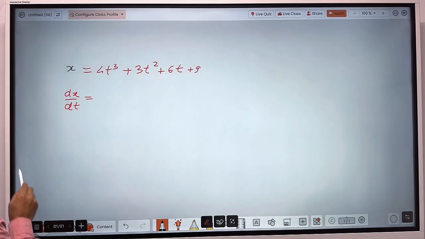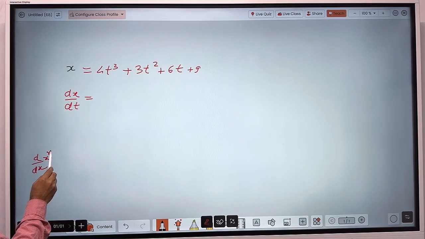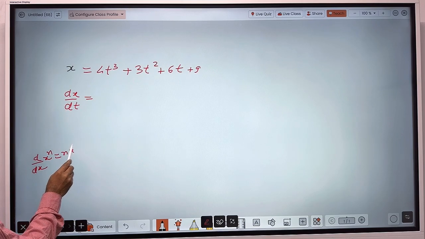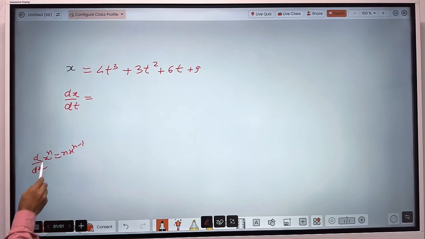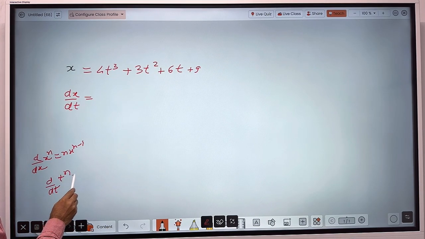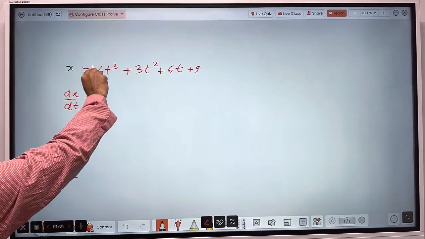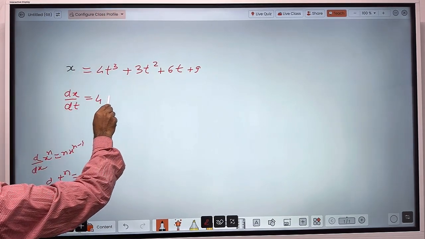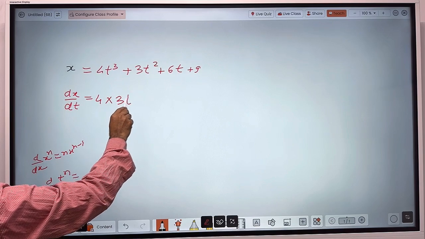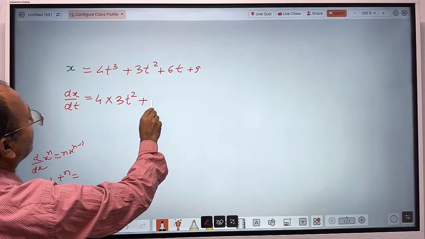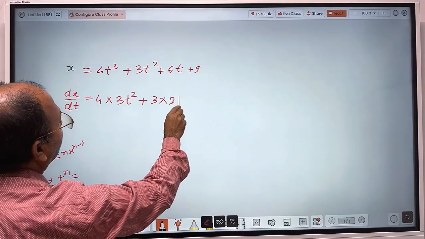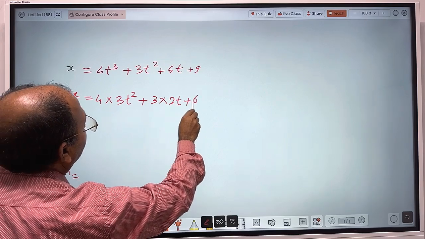So we differentiate it. If you remember, I told you that d upon dx of x power n is n x power n minus 1. In the same way, if you differentiate d upon dt of t power n, you will get n t power n minus 1. The same thing will happen over here. So here this is 4, so 4 will remain as it is. This will become 3t square, and this is 3 into 2t plus 6.